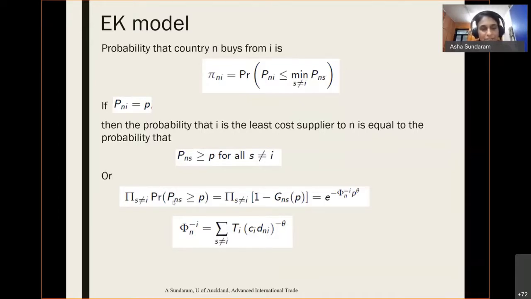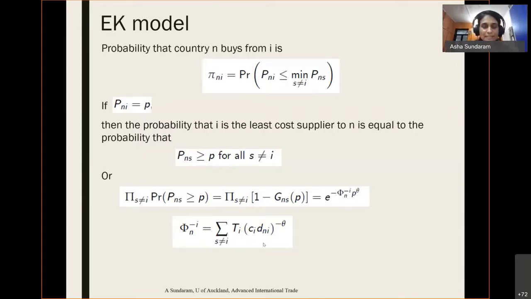What is the probability that any random country sells at a price that's greater than or equal to p? That's nothing but 1 minus G_ns of p. And we already know the formula for 1 minus G_ns of p. We calculated the G_ni and what it looks like. And that's just e to the power negative phi_n p to the power theta, but there's a negative i here. What that means is I'm not taking all of the phi_n's, because I'm looking at every other country other than China. So I'm looking at all the i's not equal to s, and I'm calculating the probability that all of them are actually selling to me at a higher price than p. So that's why we have a negative i here, which means this particular summation is exactly like the earlier phi_n that we saw, except that it's a negative i, which means it doesn't include China. It's talking about all of the other countries.